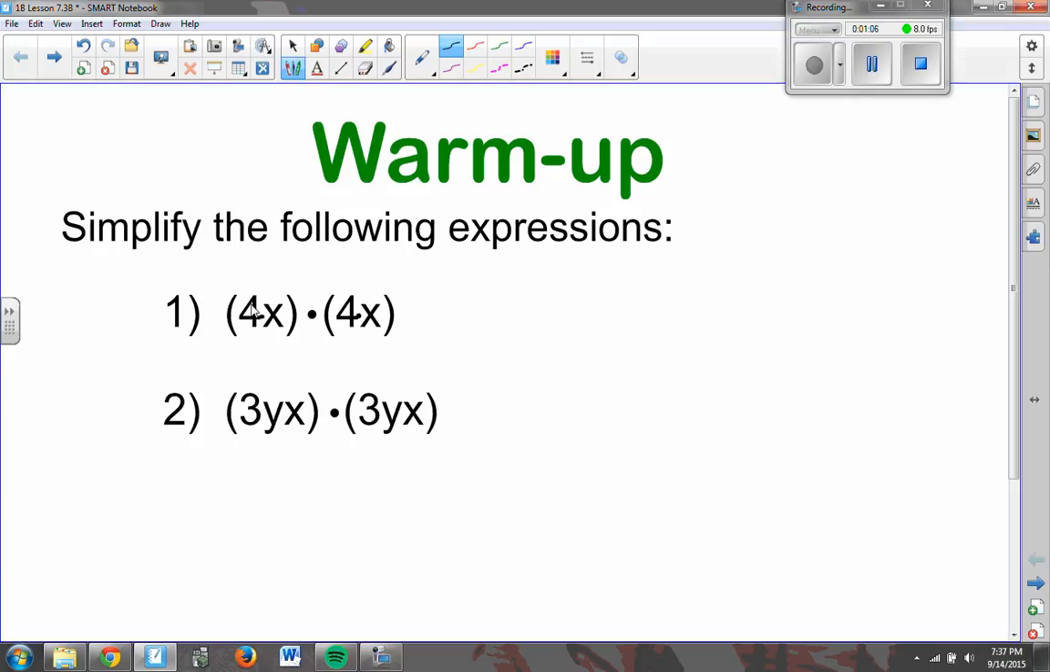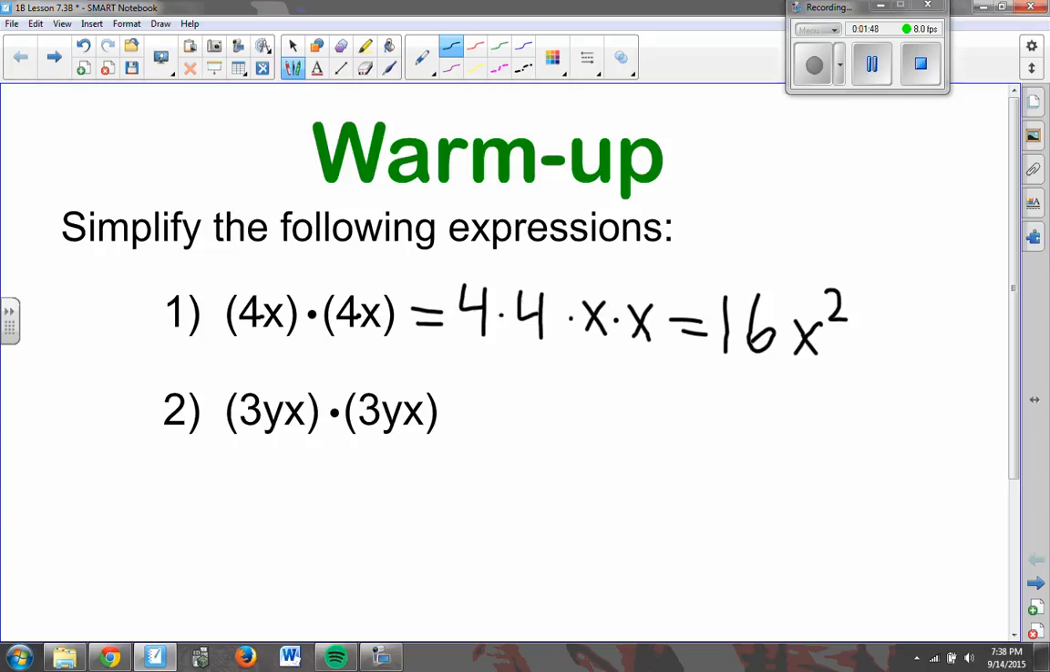So we know that we can switch the order around however we want of the things that we are multiplying and not change the answer at all. So instead of saying 4 times x times 4 times x, I can say 4 times 4 times x times x. Hopefully we know 4 times 4 is 16, and hopefully we know x times x is x squared. So 4x times 4x is 16x to the second power.